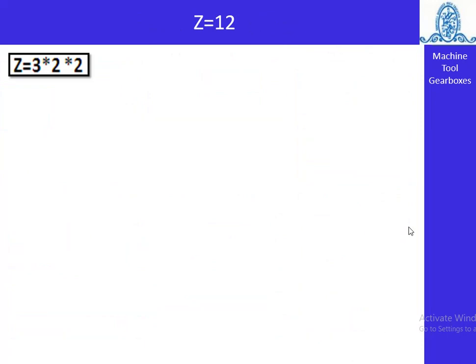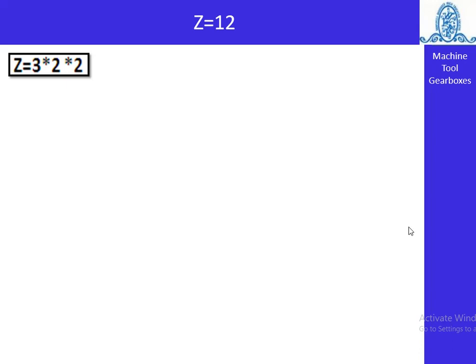So now we will draw for z is equal to 12. So z is again splitting into 2 into 3. So here I am splitting z into 3 into 2 into 2. So it is indicating P1, P2 and P3. So P1 is 3, P2 is 2 and P3 is 2.